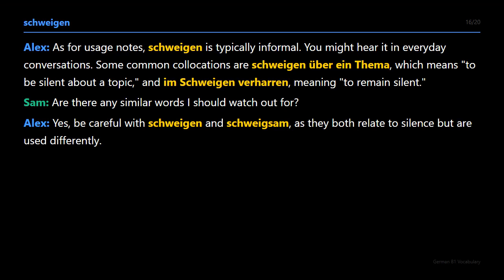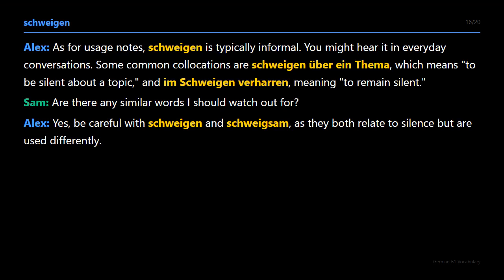Some common collocations are schweigen über ein Thema, which means to be silent about a topic, and im Schweigen verharren, meaning to remain silent. Are there any similar words I should watch out for?